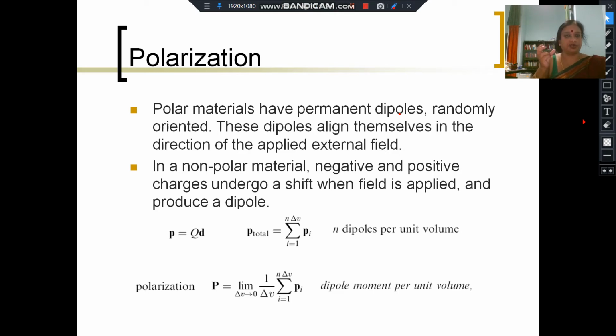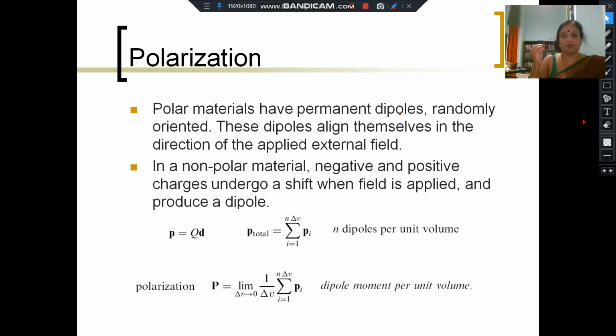But ordinarily, when you do not have any external applied field, these dipoles will be randomly oriented and their effects will cancel each other out. So macroscopically speaking, the material will behave as a neutral material. However, those permanent dipoles are there, and when you apply an external electric field, these dipoles will align themselves in the direction of the field.